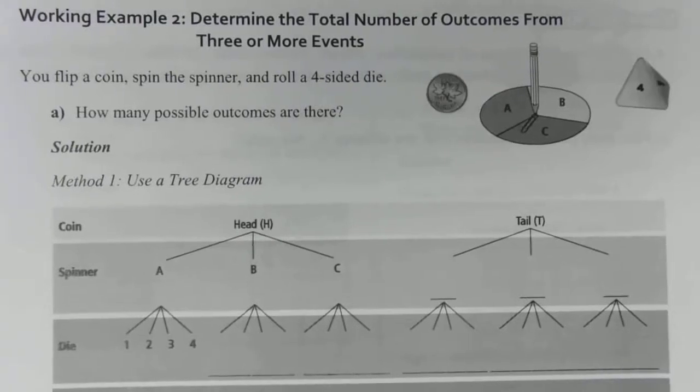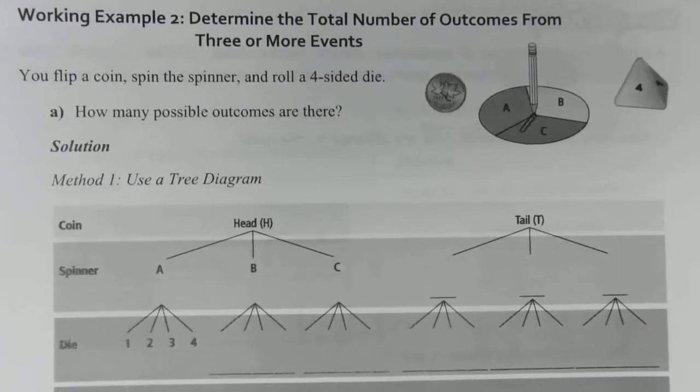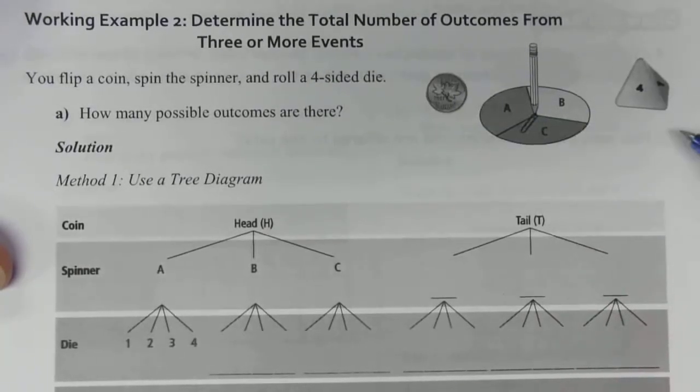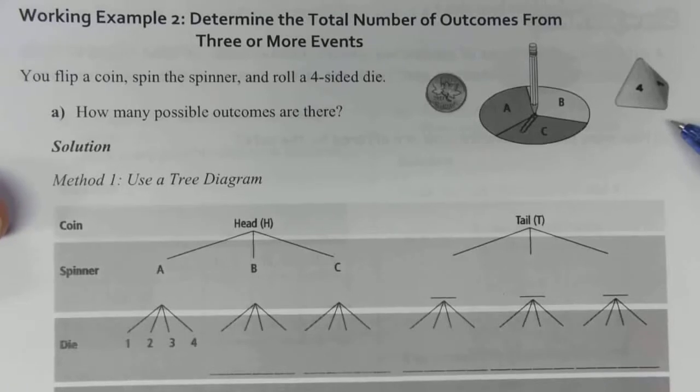Example number 2, determine the total number of outcomes from 3 or more events. So, in this situation, we're going to flip a coin. That's one experiment. Spin a spinner is a second experiment. And roll a 4-sided die. That's the third experiment. And here it is here. Flip a coin, spin a spinner, 4-sided die. How many possible outcomes are there?